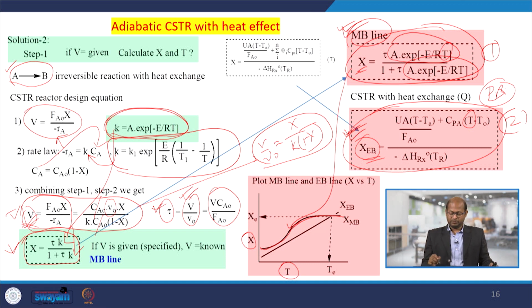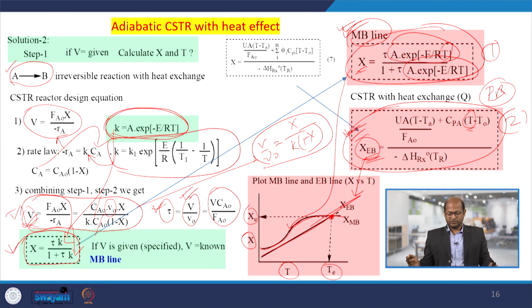Then if we plot X versus T in the same graph, these lines would come, and this is called the energy balance line. So the energy balance line and material balance line, plotted in the same graph, cross at this particular point. This is the steady state temperature. At this temperature we have to operate to get the optimum conversion, that is the equilibrium conversion, and this is the equilibrium temperature, the maximum conversion temperature.